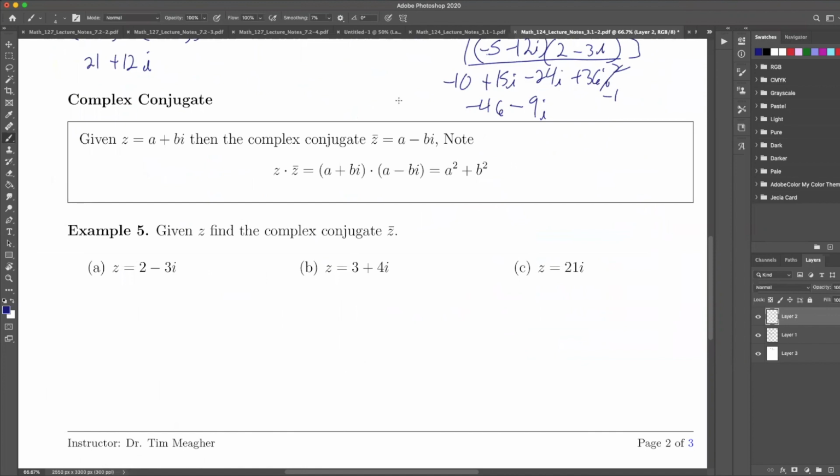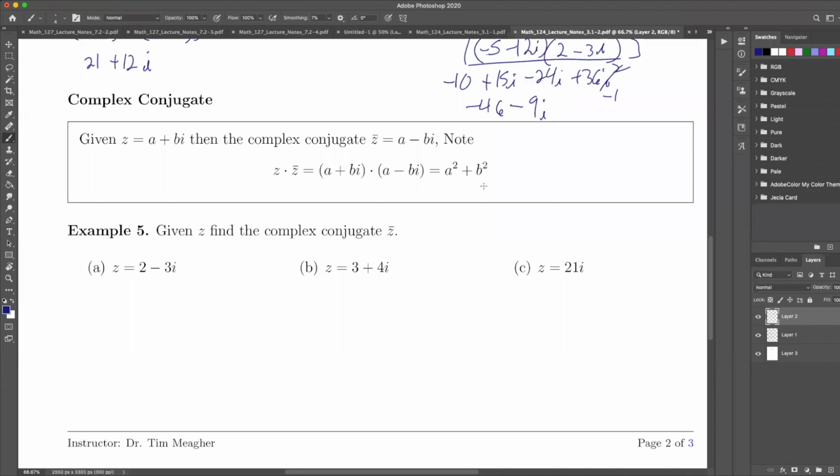All right. So here we have complex conjugates. If z is equal to a plus bi, the complex conjugate has a little bar on it. We say z bar, and it is a minus bi. The reason is that if we multiply the two together, we get rid of our imaginary unit. Here I have a plus bi times a minus bi. Well, I get a squared, and then I'll have minus abi plus abi, which will cancel each other out. And then minus bi squared, which is the same thing as plus b squared.